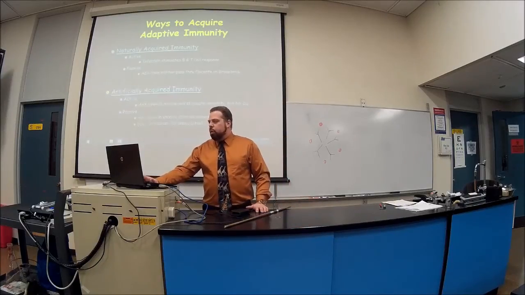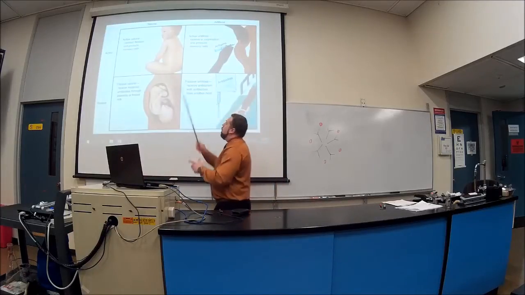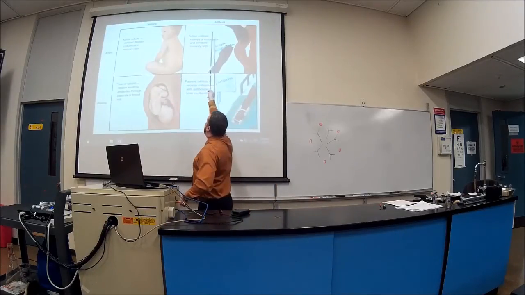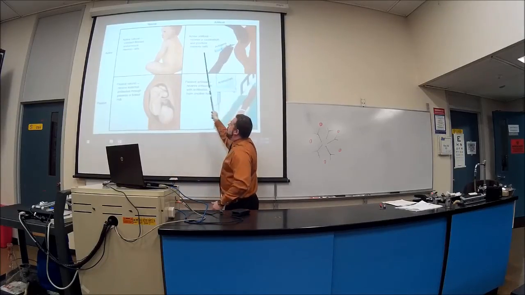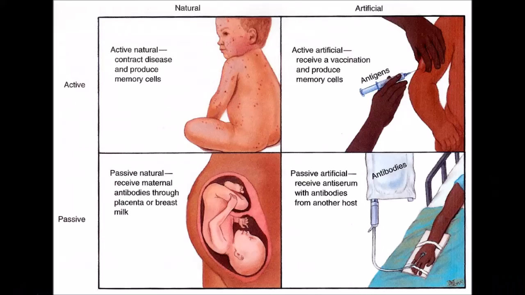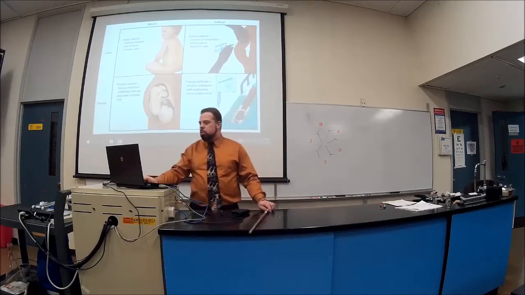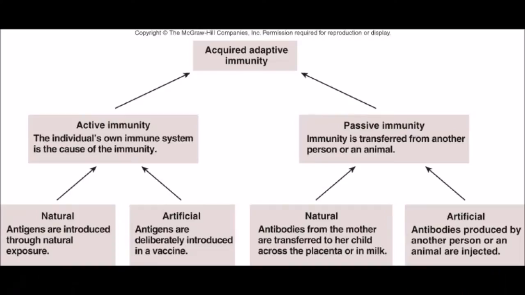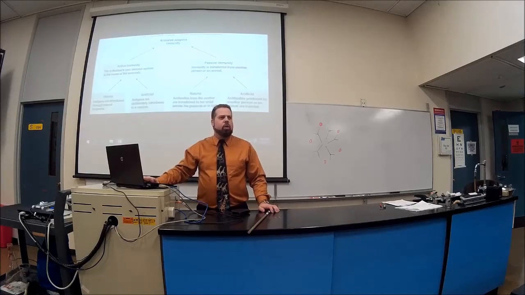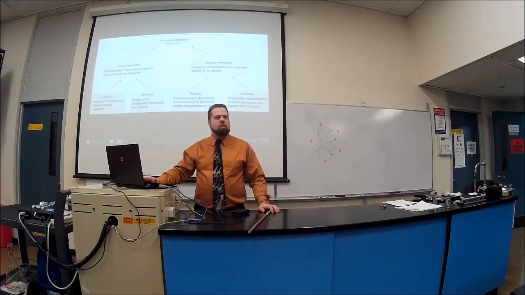All right. So this is just showing you in chart form: natural active, natural passive, artificial active, artificial passive. You can do it that way, or you could also do it in this little flow chart. Same thing. Right. It's not too bad. I think if you look this over for about 10 minutes, you'll understand those four concepts. Okay?